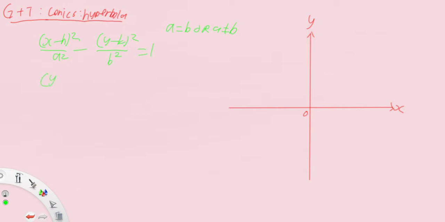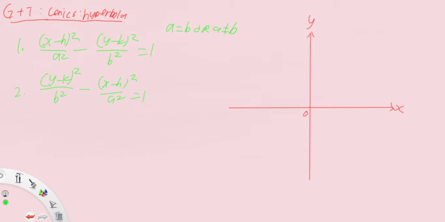Now, there's also another equation where we simply switch x with y and y with x. So we have (y minus k)² over b² minus (x minus h)² over a² equals 1 as well. Now, the shape of these two graphs is going to be different. For the first one, let's call this equation 1 and equation 2.